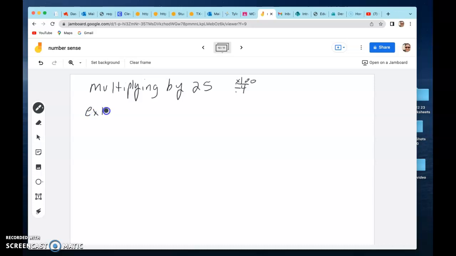Example 1, 25 times 48. Step 1, divide by 4. 48 divided by 4 is 12.